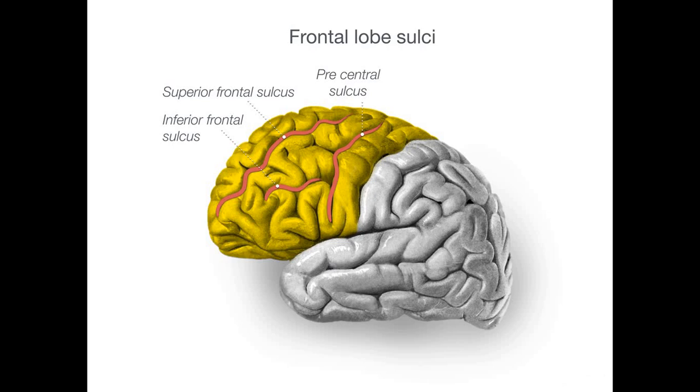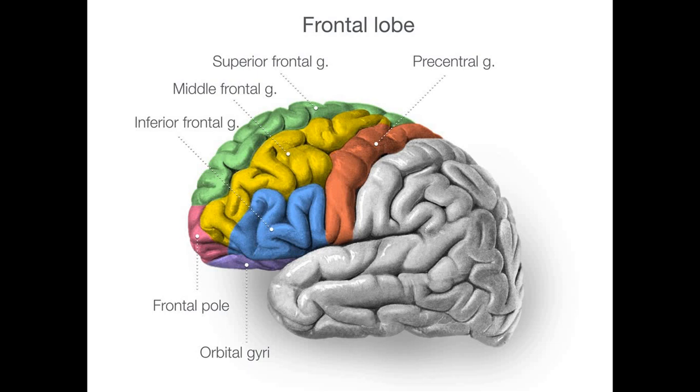These are the sulci of the frontal lobe. The most superior one is called the superior frontal sulcus, and the inferior one is called the inferior frontal sulcus. The sulcus that lies just anterior to the central sulcus is called the precentral sulcus. These three sulci divide the frontal lobe into several gyri, which are the superior frontal gyrus, the middle frontal gyrus, the inferior frontal gyrus, and the one just anterior to the central sulcus is the precentral gyrus. The most anterior part of the frontal lobe is called the frontal pole, and the gyrus of the frontal lobe that lies on the orbital plate is the orbital gyrus.